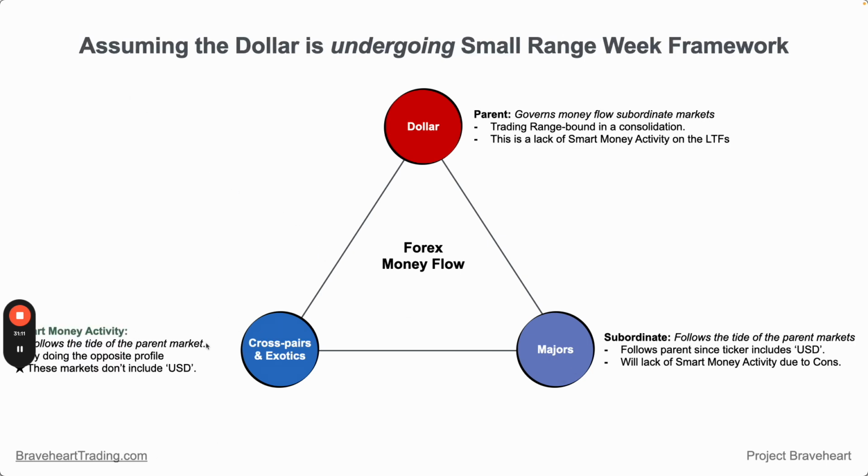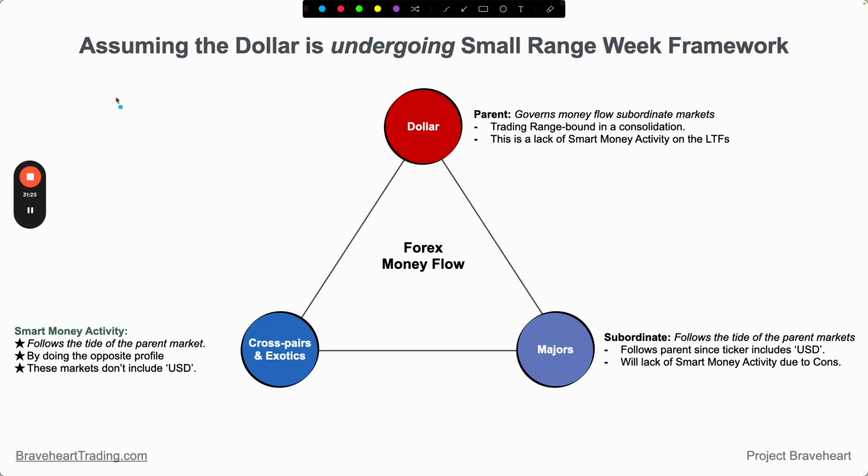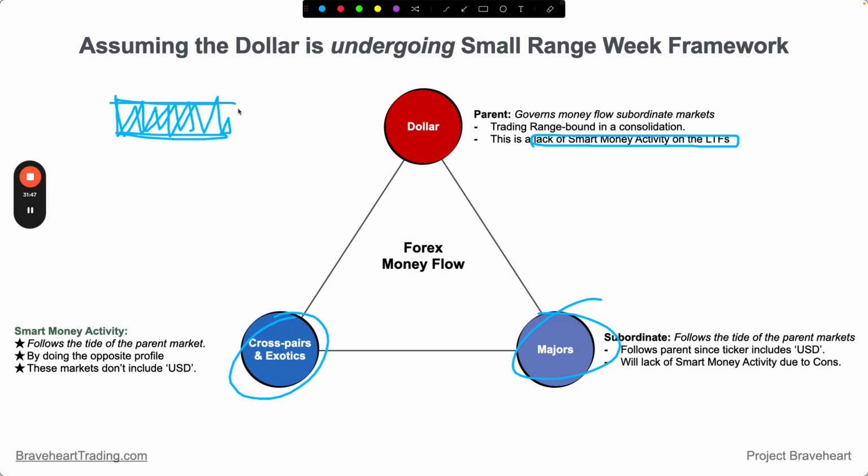So how does a cross pair or exotic come into the equation then? Well, assuming that the dollar is undergoing a small range week framework, right? Which means consolidation, right? So the dollar is consolidating. The parent will govern the money flow of these two markets here. So if there is a small range week framework, this means there's a lack of smart money activity on the lower time frames. So price is just trying to stay stuck here. So how would that affect the majors?